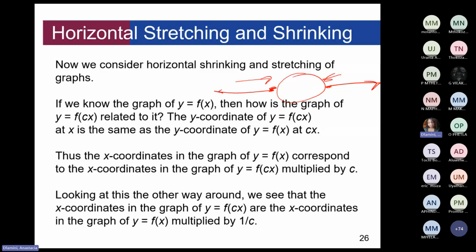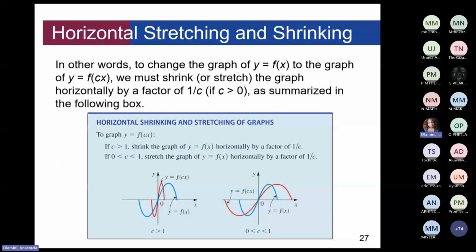We see that the x-coordinates in the graph of y equals f of c times x are the x-coordinates of the graph of y multiplied by 1/c. In other words, to change the graph of y equals f of x, the parent function, to the graph of y equals f of c times x, we must shrink or stretch the graph horizontally by a factor of 1/c. In this case, we won't be talking about c, but about a factor of 1/c, as summarized in the following box.